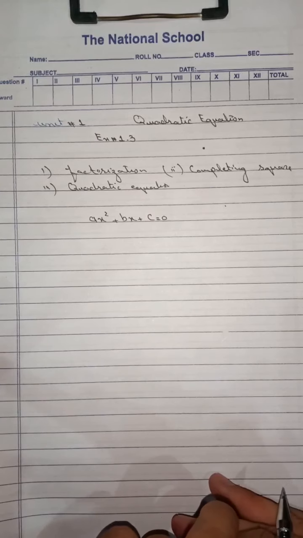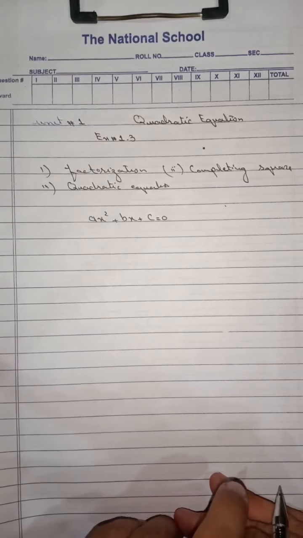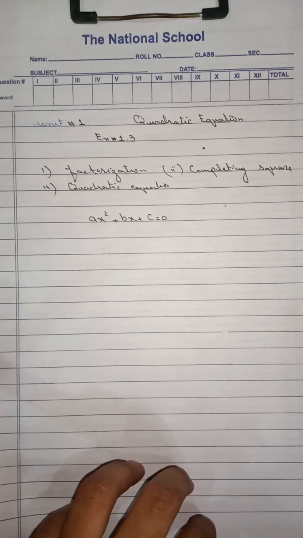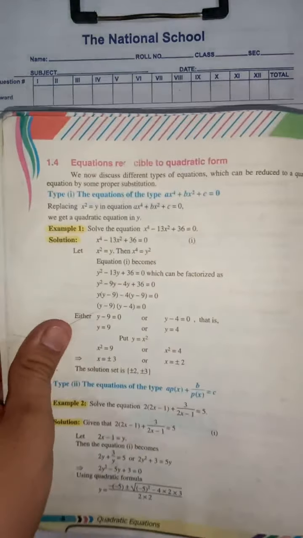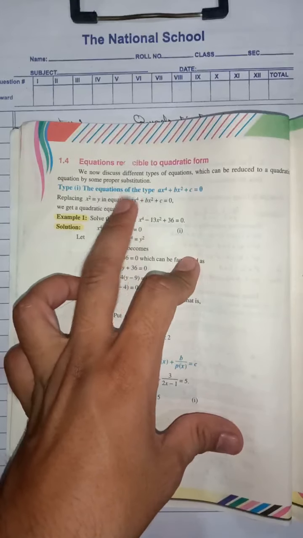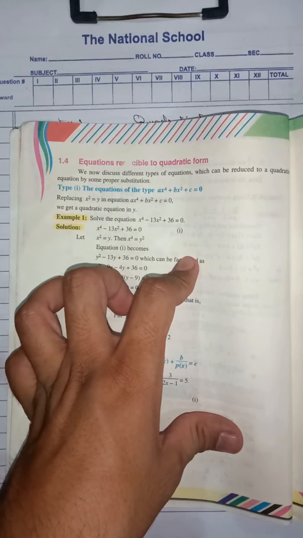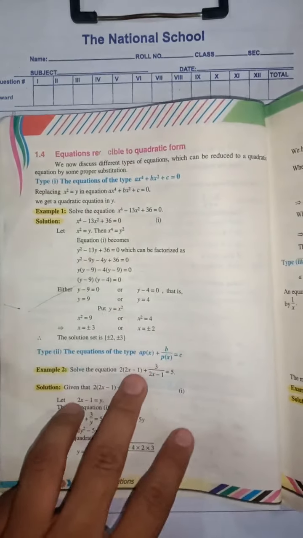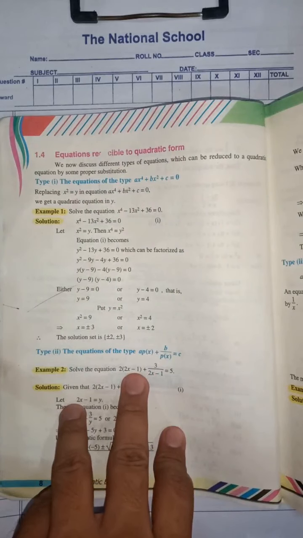In exercise number 1.1 question number 1 you know how to express a rational fraction into a standard form, and in question number 2 that is factorization, completing the square and using the quadratic formula. Now in exercise number 1.3 the topic 1.4 is equations reducible to quadratic equations. It means these are not quadratic equations but they can be reduced into quadratic equations.